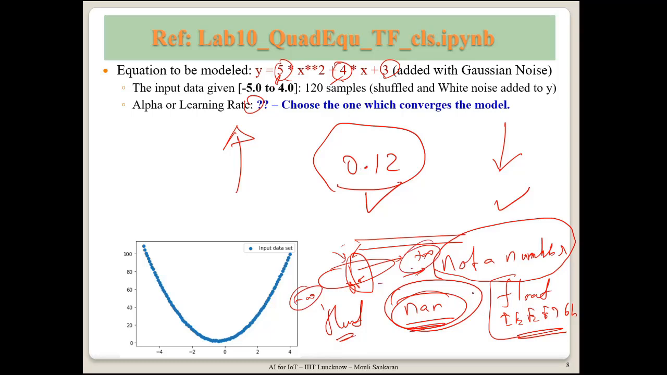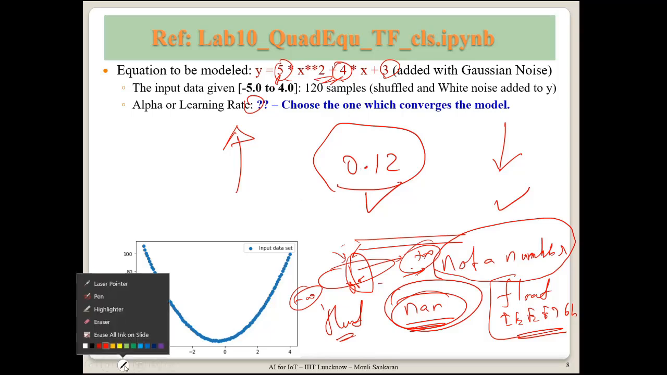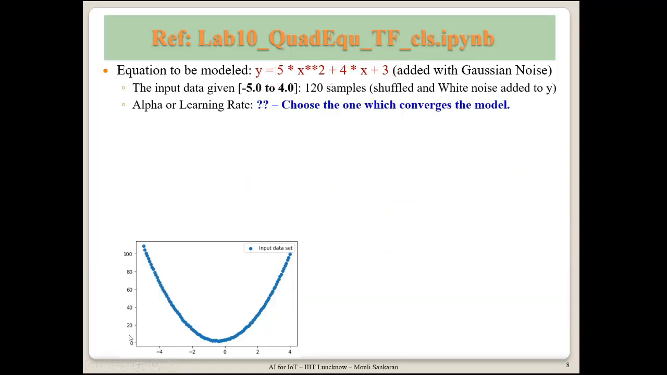That means your model is diverging, and you need to do something else to make it converge to whatever values you have. I am giving you just a heads up so that you will not be surprised if you see a nan value when you are playing around and training the network.